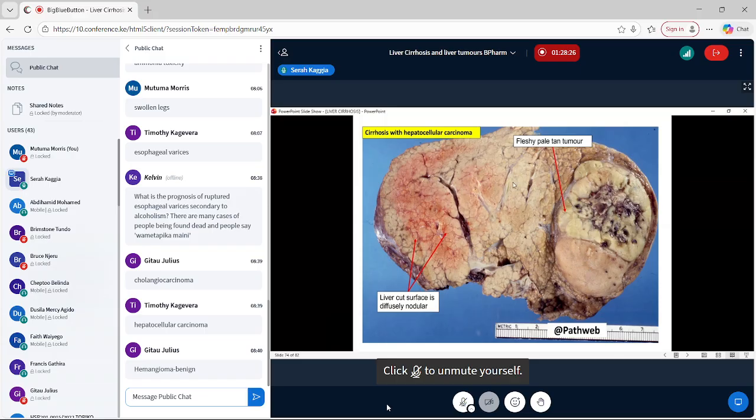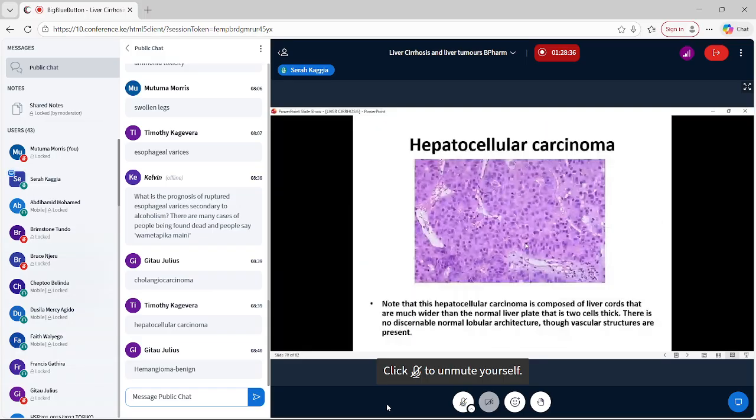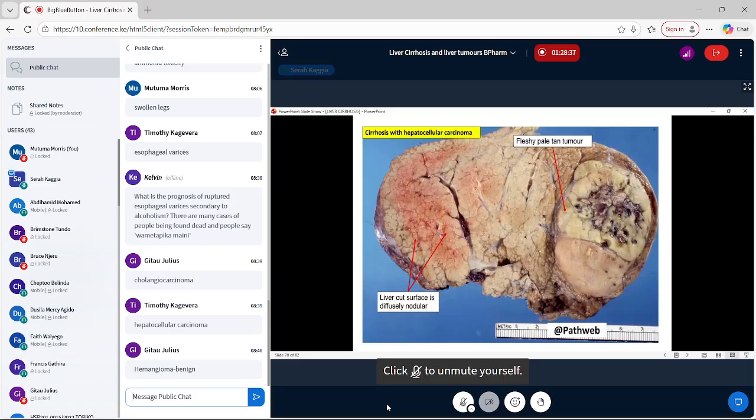Then you have this liver. You can see this liver is not normal liver. It's cirrhotic. It has very many micronodules. It's a cirrhotic liver. So this patient had liver cirrhosis, then developed hepatocellular carcinoma. And then this is how we'll see it now under the microscope. You have to cut this and look at it in the microscope.